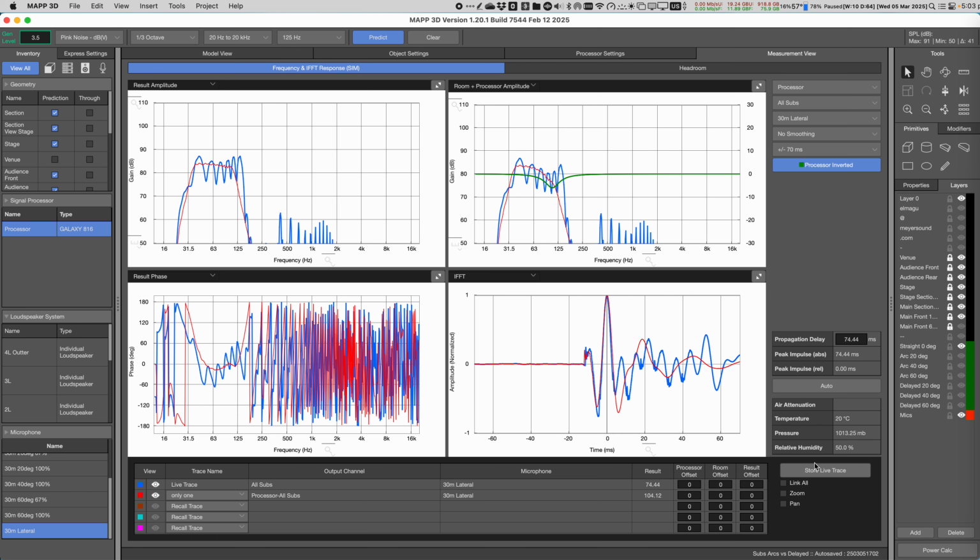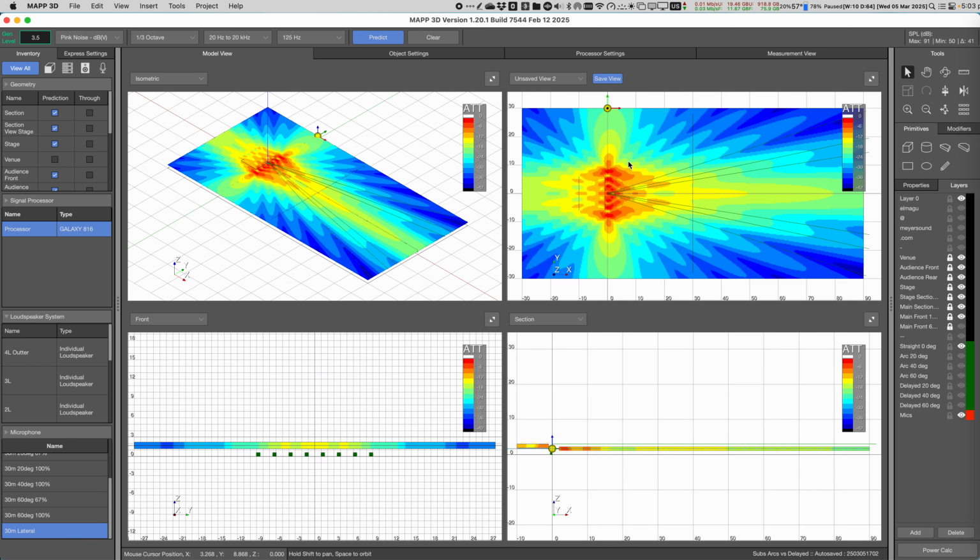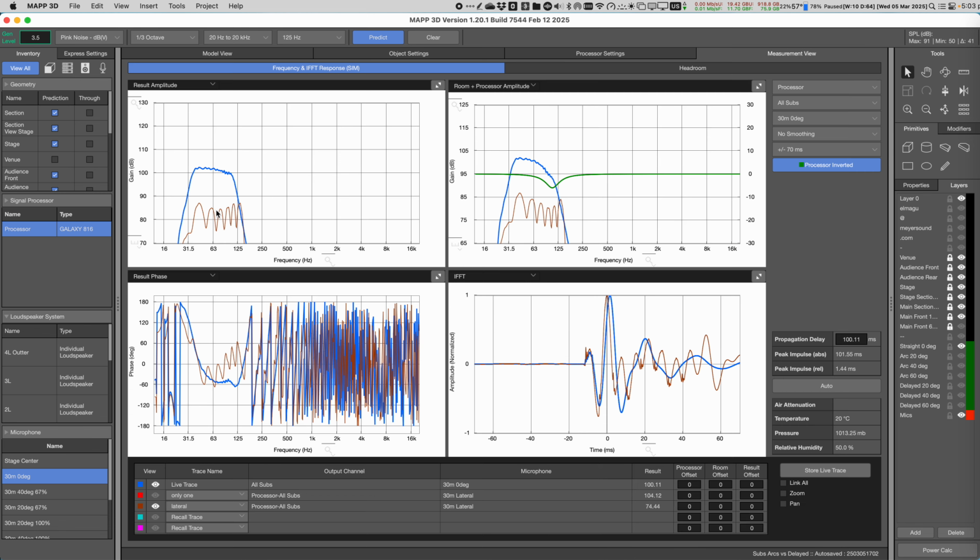So let me do this. It's outside the low pass frequency. So in other words, let me do lateral, store here, and this lateral is at 30 meters from the center. So let me put a microphone 30 meters from the center but in front. So then you can see what is the difference between being in the front and being lateral.